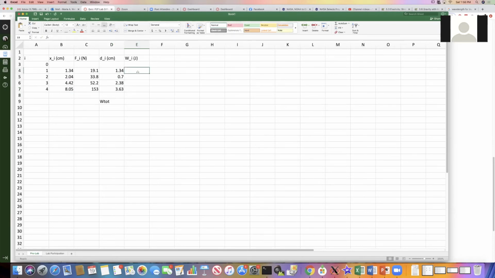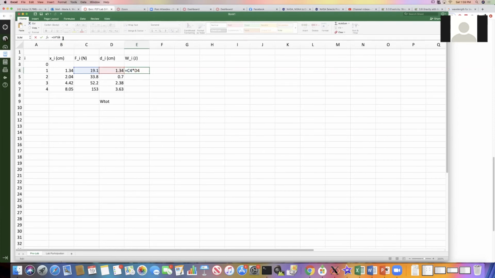Then to calculate the work done for each step, the work done for each step is going to equal the force that we had to apply on the spring gauge for each step times the incremental distance, okay? But remember that the work has to be in units of joules, okay? So that means to get units of joules, I have to take my force in newtons times my distance in meters. The way I've set up my chart, or my spreadsheet, the incremental distance is in units of centimeters.